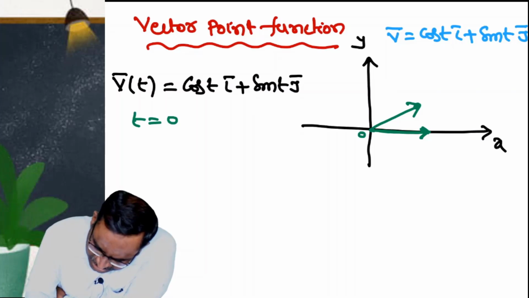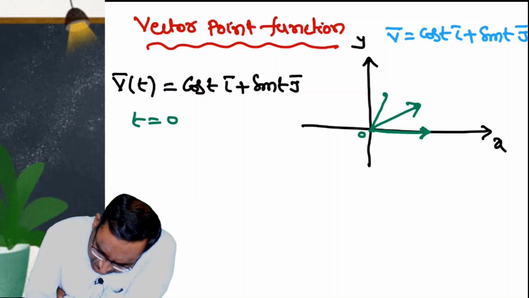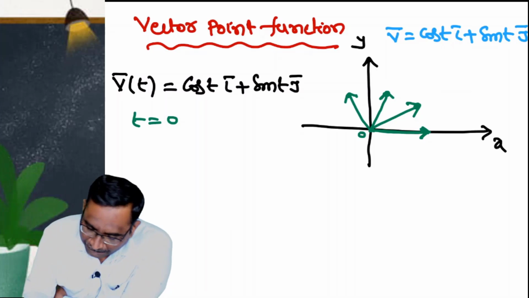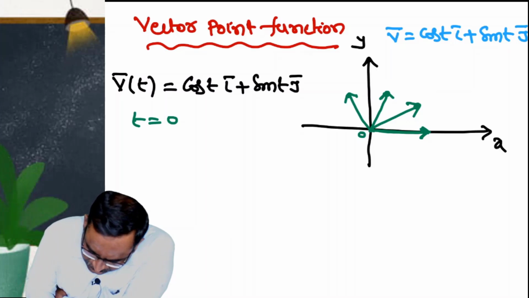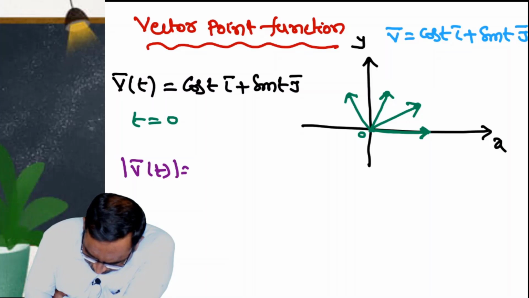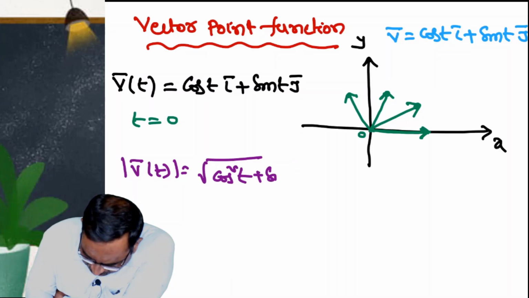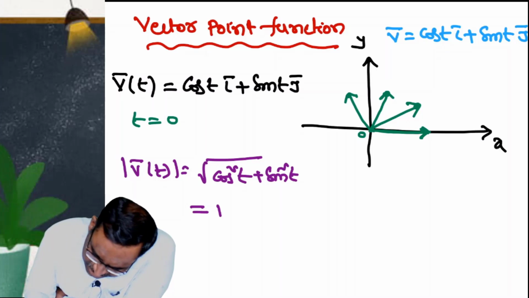So when t changes, it changes its direction. But if you are observing, what is the magnitude of this vector? Modulus of v bar of t is equal to the square root of cos square t plus sin square t, which is equal to 1. So this is all happening on a unit radius.